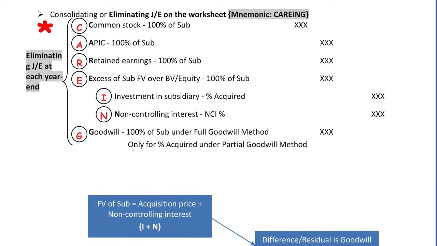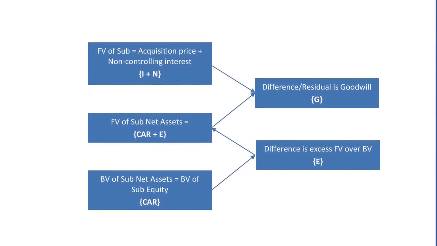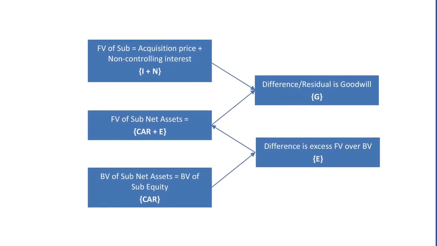Moving down on page 6, you've got this lovely chart which helps you understand this eliminating journal entry, CARE-ING, and makes sure that you've got your numbers right on the exams. So where you have book value of the sub's net assets, or the book value of the sub's equity, right? C plus A plus R. So that's the common stock, APIC, and retained earnings of the subsidiary. And then you're looking at the excess fair value over book value, right? E. And that gives you the fair value of the sub's net assets, right? C plus A plus R plus E.